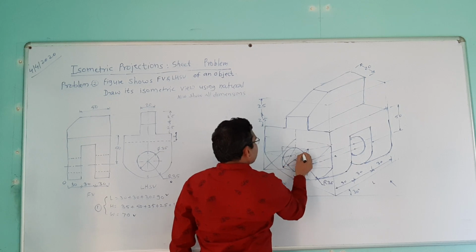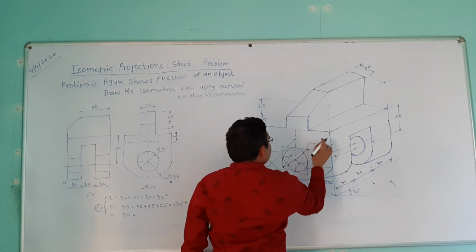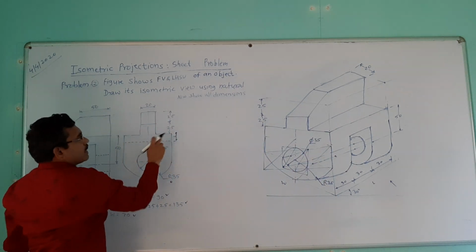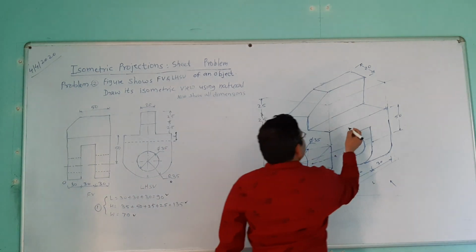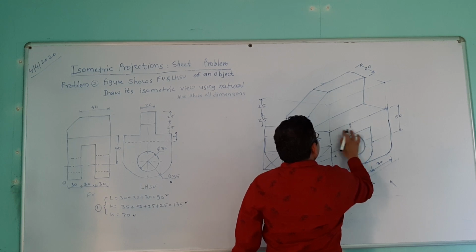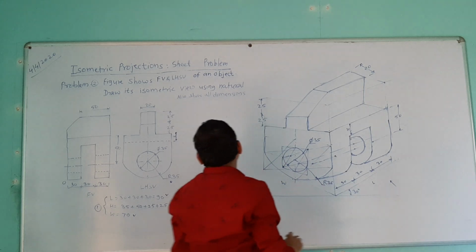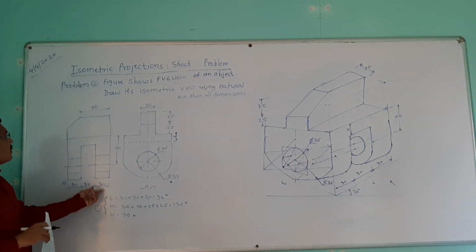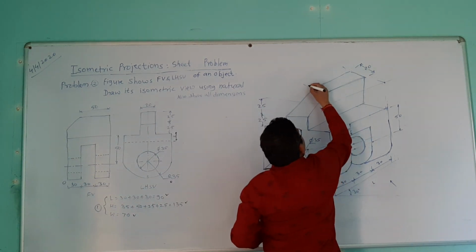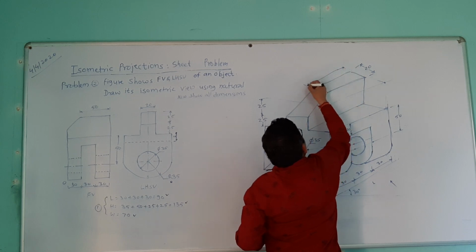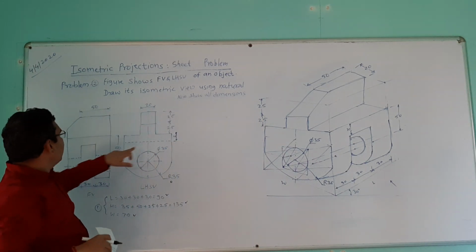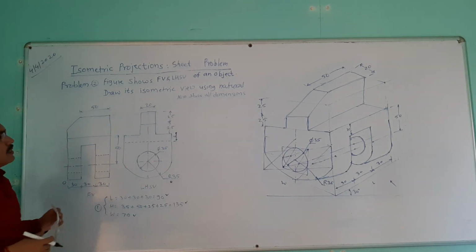the inner circle diameter is given. So let us write the inner circle diameter as 35. Then this tail dimension. So this tail dimension you can write here. This is the tail dimension, 10. Okay. Then what is remaining? 50 dimension. So here you can write a 50 dimension like this. 50, 25, 10, then 35. All dimensions we have written.